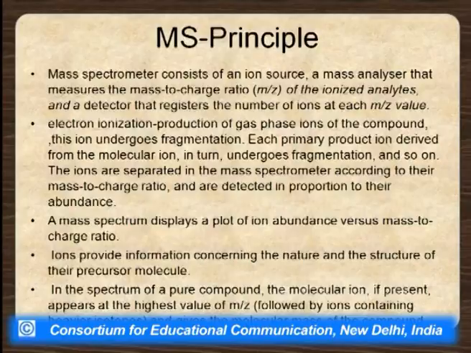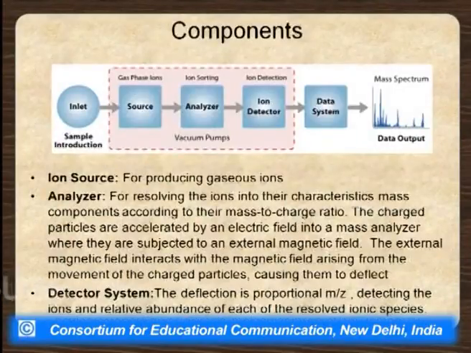The data or the graph that you will see, the spectrum, will display a plot of the ion abundance versus the M/Z ratio. The ions will provide information concerning the nature and structure of the precursor molecule. In the spectrum of a pure compound, the molecular ion, if present, will have the highest value of M/Z, followed by ions which contain heavier isotopes, and we can add them up to give the molecular mass of the compound.